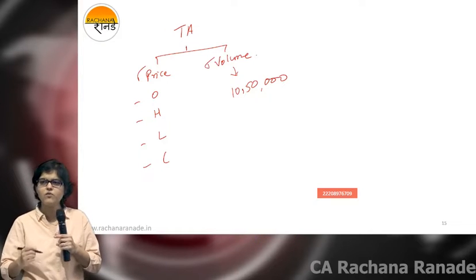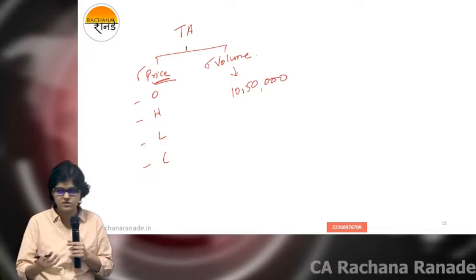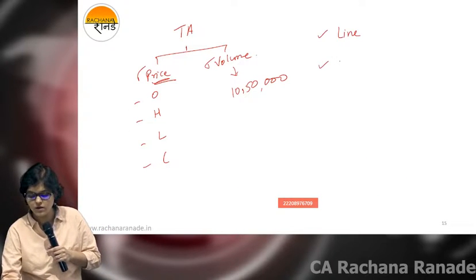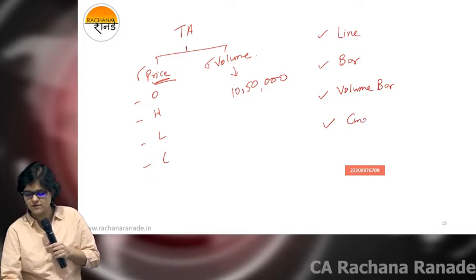Then we said that whenever we want to track any price movement, we can draw different types of charts. The very first one we talked about was a line chart, followed by a bar chart, followed by a volume bar chart. And the last one which we discussed yesterday was a candlestick.